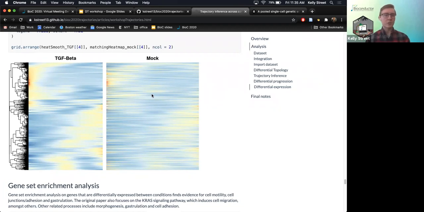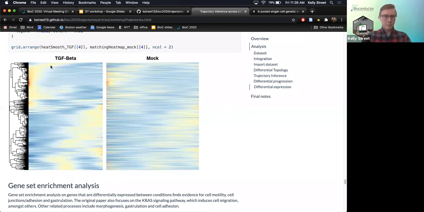That's what we were hoping to see, because we're looking specifically here for genes that show different patterns between the two conditions. So if these two heat maps were identical, that would be worrying, because that would mean we were picking up genes that had the same pattern in the two conditions while looking for genes that have different patterns.